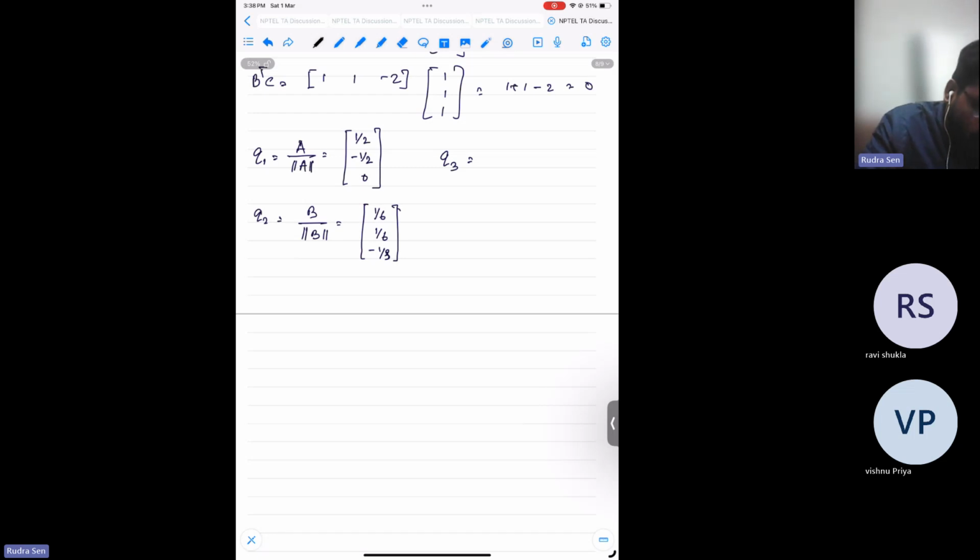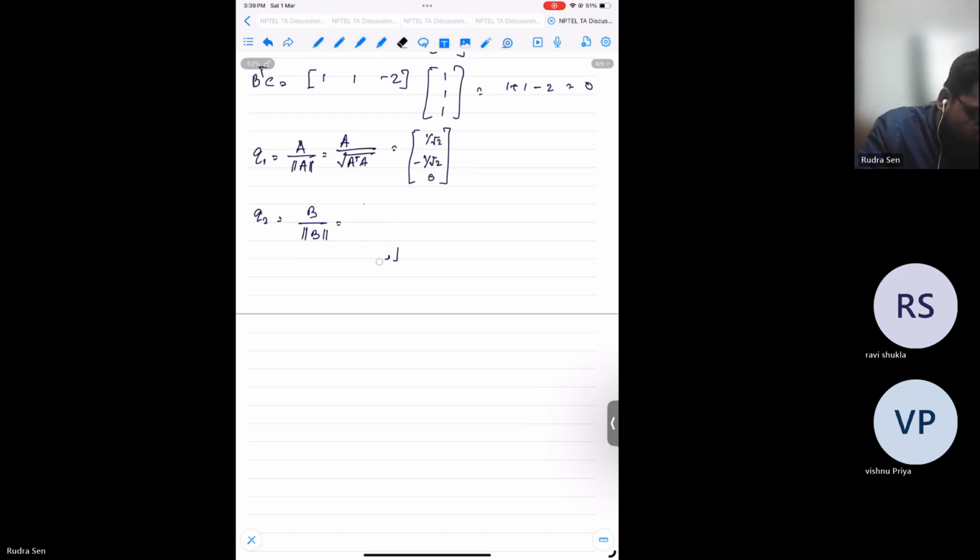Oh, sorry. I made a terrible mistake. The norm of A is basically, I have to write it over here, A by root under A transpose A. It's not A transpose A, it is root under A transpose A. So it should be 1 by root 2, minus 1 by root 2, 0. And for Q2, this should be 1 by root 6, 1 by root 6, and minus 2 by root 6.